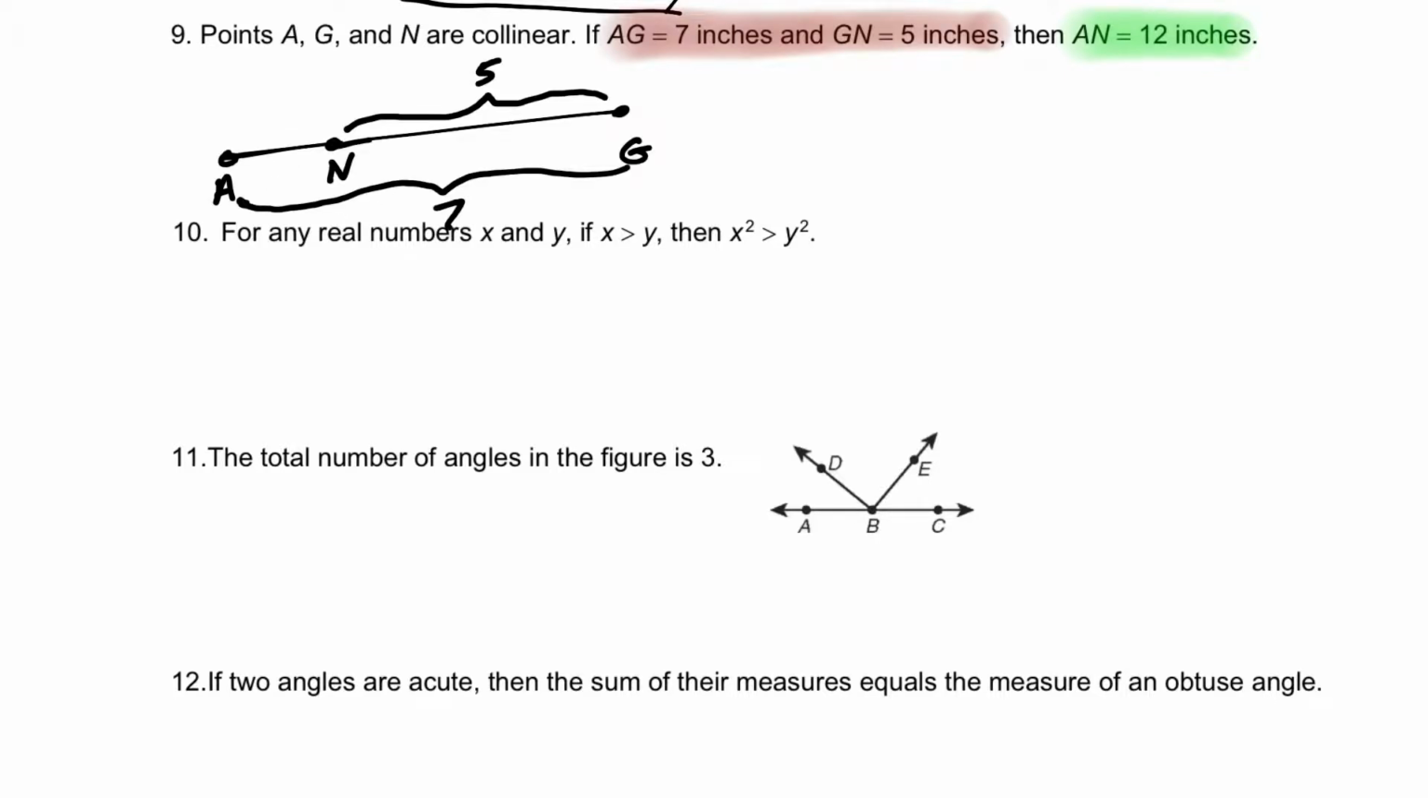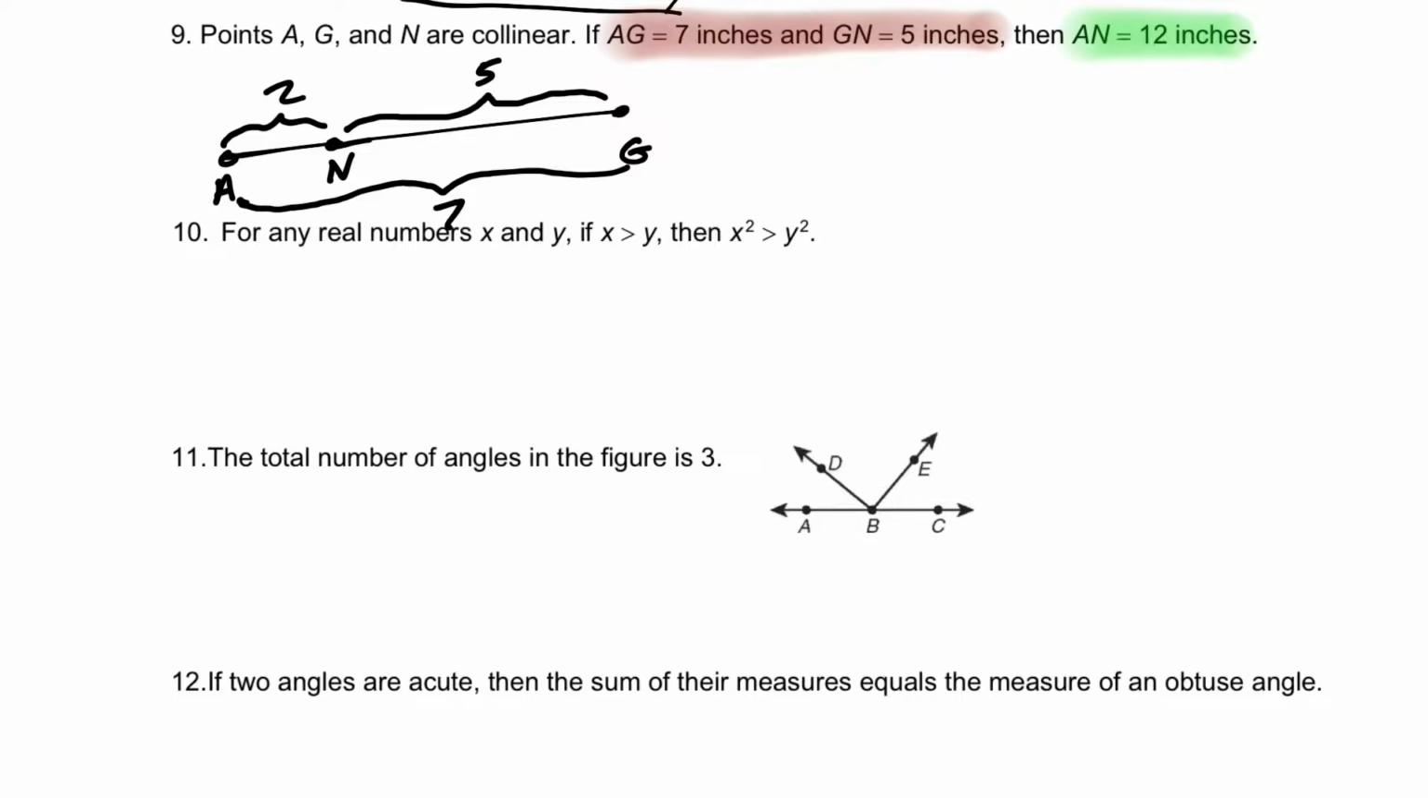this. This example, if you look at it, definitely makes the red part, it makes this part true. The distance from A to G is 7, and the distance from N to G is 5. Well, if that were the case, then the distance from A to N would have to be 2. Well, certainly that is not 12.